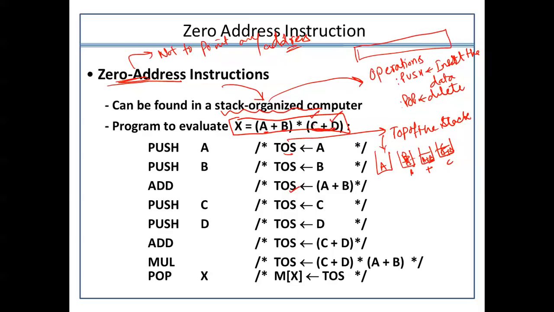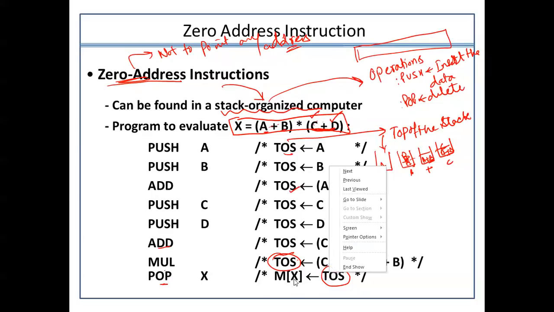Then I will perform the addition of C plus D, in the top of the stack. And lastly, I will multiply the value of A plus B and C plus D and store it in the top of the stack. Finally, I will pop the data, meaning I will delete the data from the top of the stack and transfer it into a memory location. Pop means to take the data out of this organization and store it into a particular memory location.